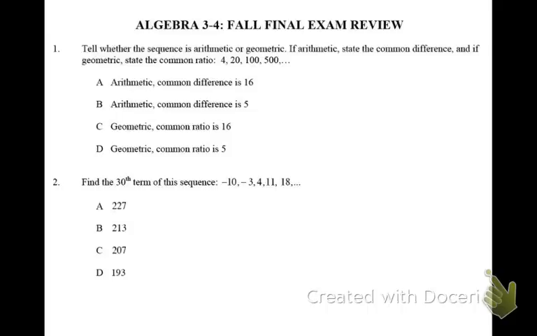So number 1, it says tell whether the sequence is arithmetic or geometric. If it's arithmetic, state the common difference. If it's geometric, state the common ratio. So arithmetic is when you are adding, and geometric is when you are multiplying.